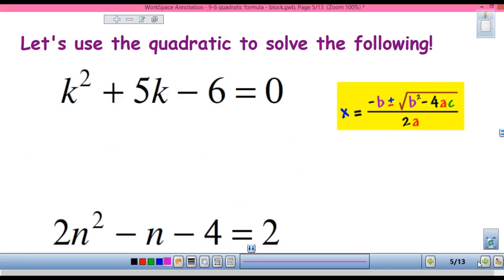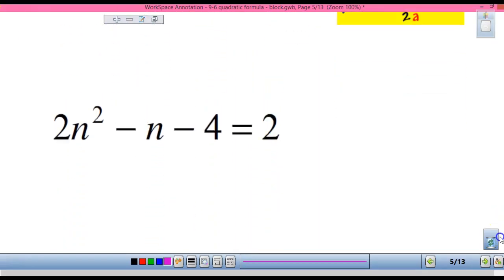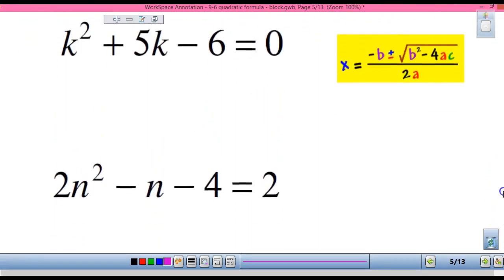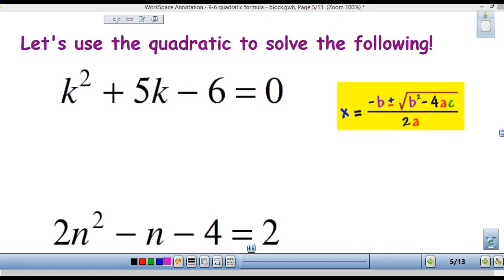I want you to do one more. Which one do you guys want to do? First one, top one? All right, so do the top one. I will also do the top one. We'll compare our answers.